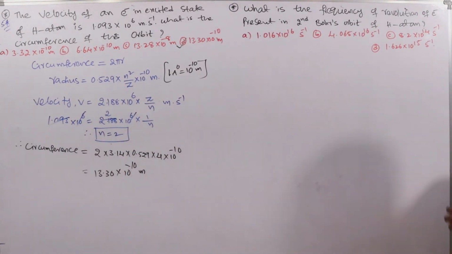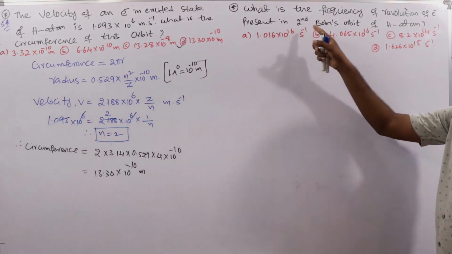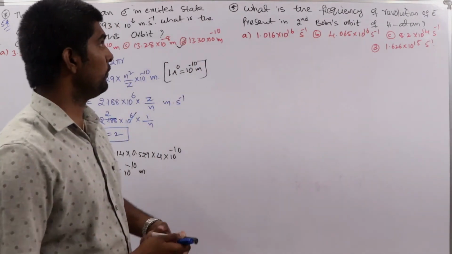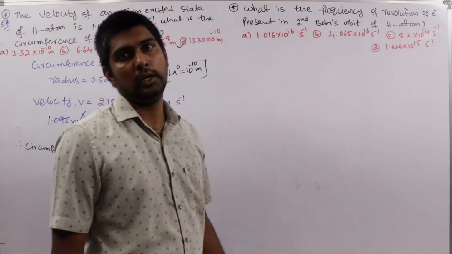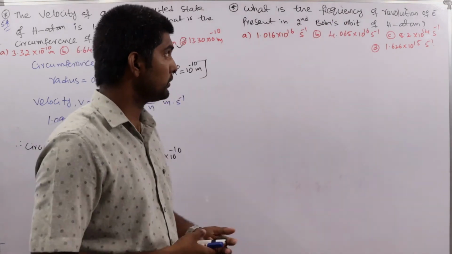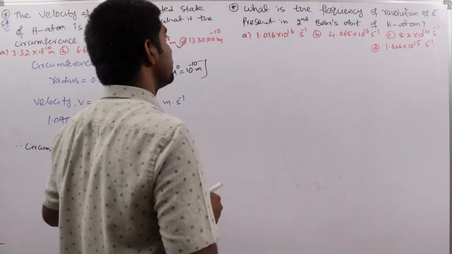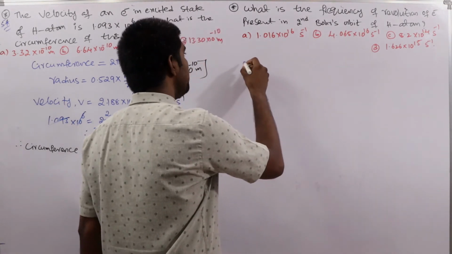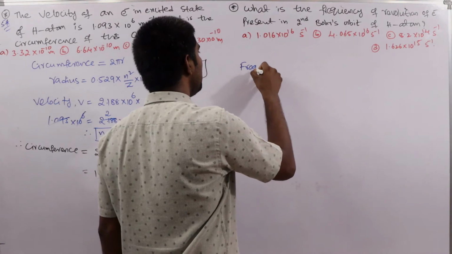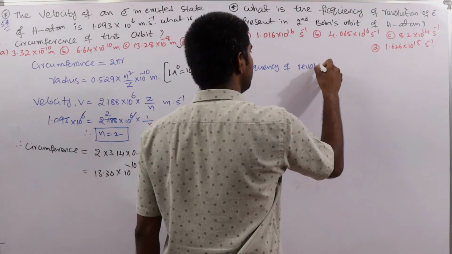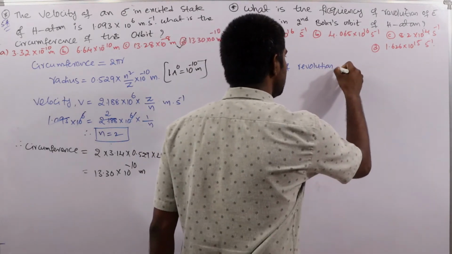This is also special. What is the frequency of revolution of electron present in second Bohr's orbit of hydrogen atom? So we have to find out the frequency of revolution, or number of revolutions, present in the second Bohr's orbit of hydrogen atom. So here frequency of revolution is equal to velocity by circumference.